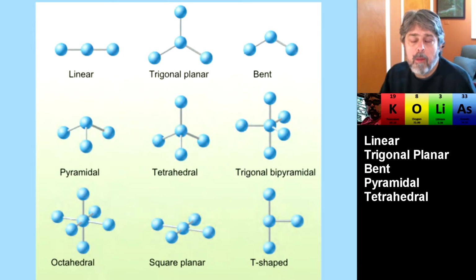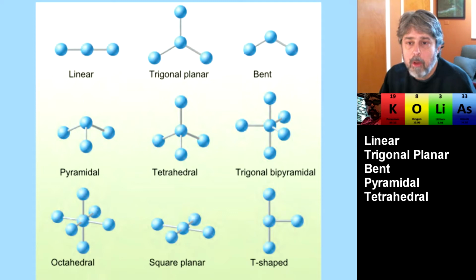Here are a bunch of different shapes. We're only going to do the first 5. If you take AP Chem or College Chem, you'll learn about these other ones. But for our purposes, we're going to learn about linear, the trigonal planar shape, bent, pyramidal, and the tetrahedral. Just don't worry about the rest of them. But there's what they look like.